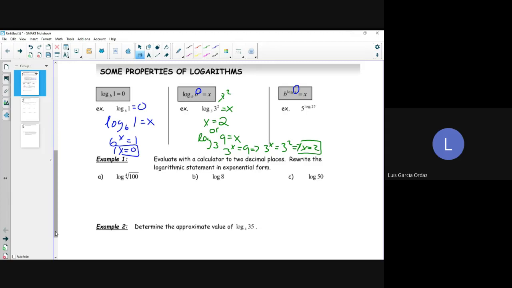And last but not least, we have 5 to the power of log base 5 of 25. So we're going to use that property. And all we have to do is look at this number over here, at 25. So it is safe to say x is equal to 25. Okay? So all we're doing here is just using properties that were given to us and using them to solve the problems at hand. So are you guys fine with the first few examples?